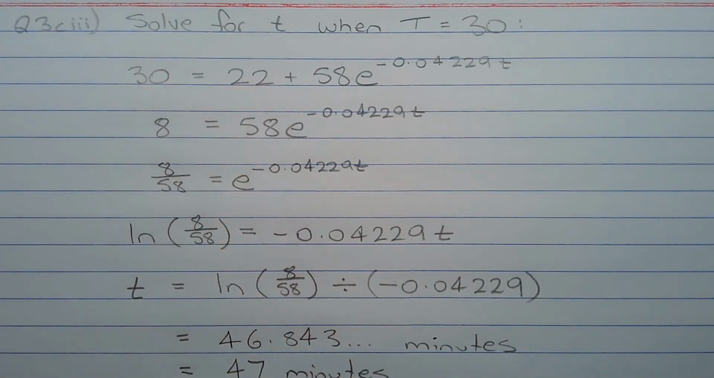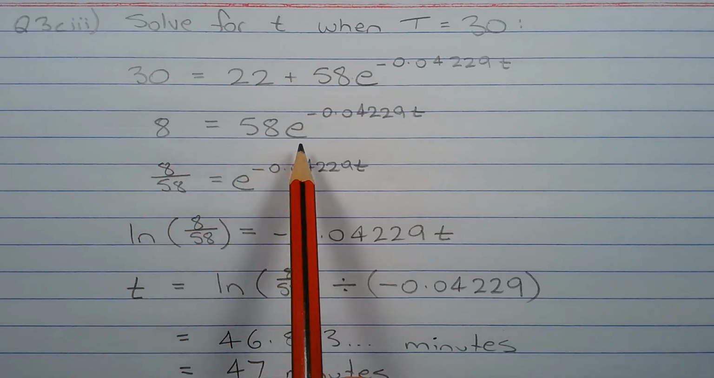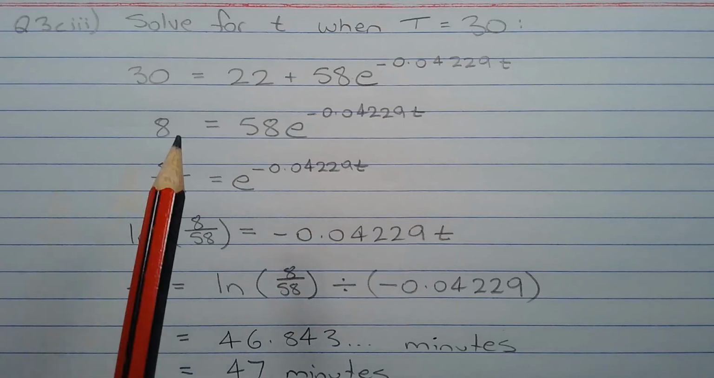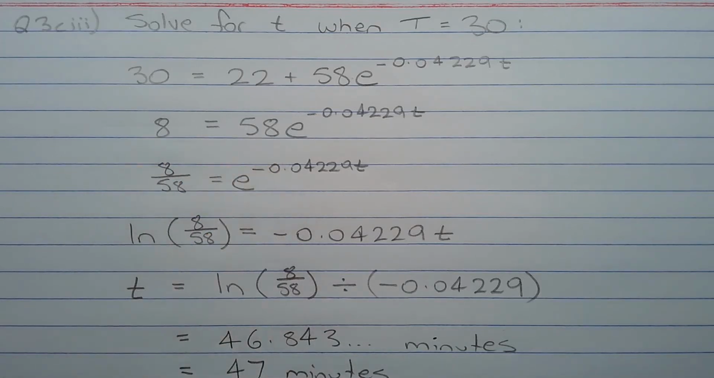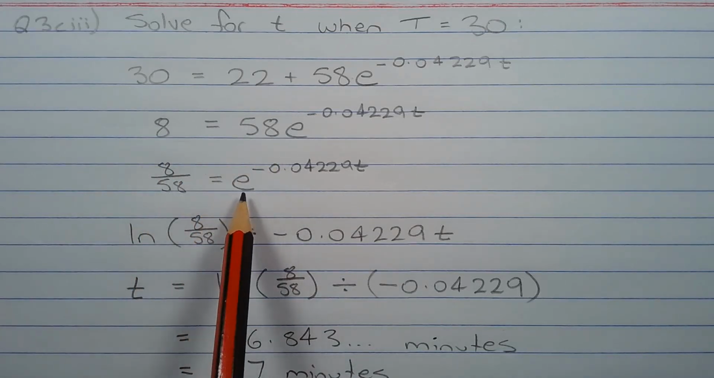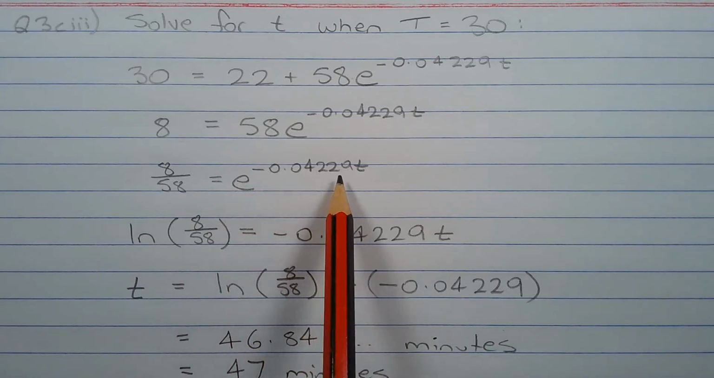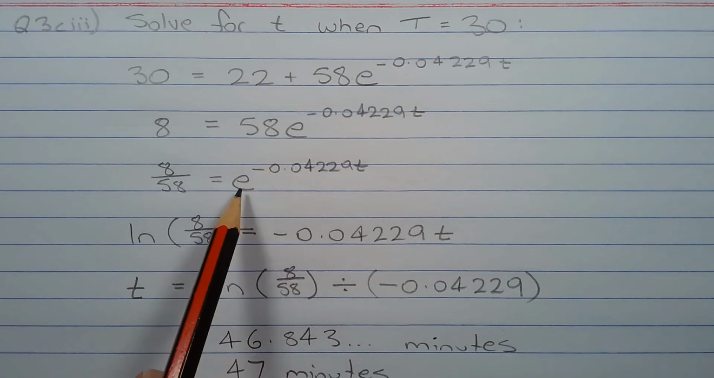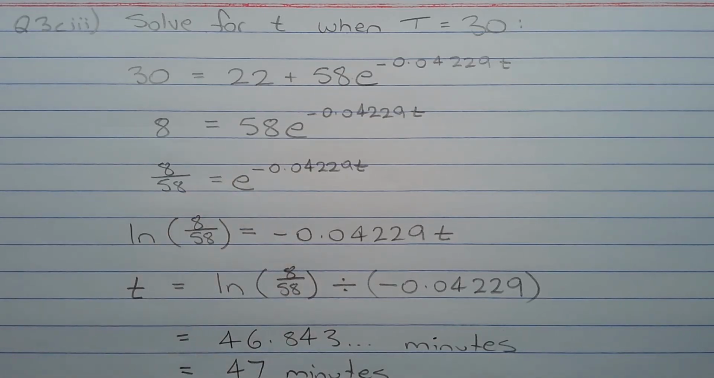Subtracting 22 from both sides, we get 8 is equal to 58 multiplied by e to the power of -0.04229t. Dividing both sides by 58, we get 8 over 58 is equal to e to the power of -0.04229t. Now to cancel out this raising to the base e, we take the natural logarithm of both sides. So we have ln of 8 over 58 is equal to -0.04229t.